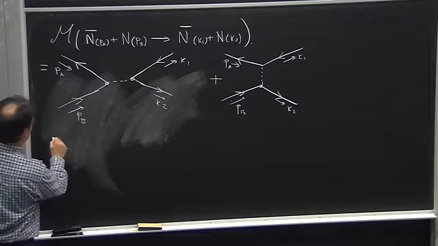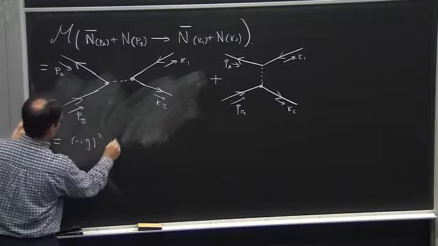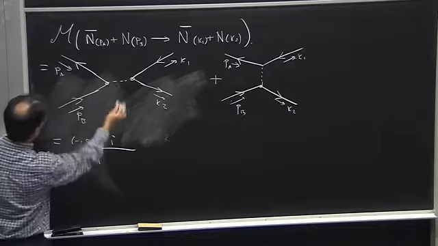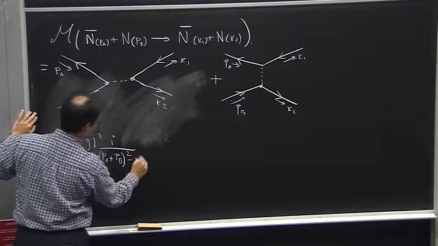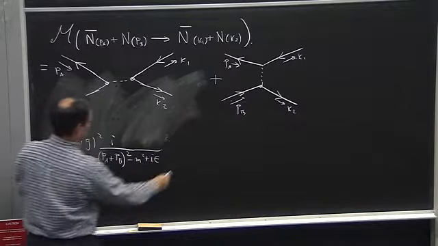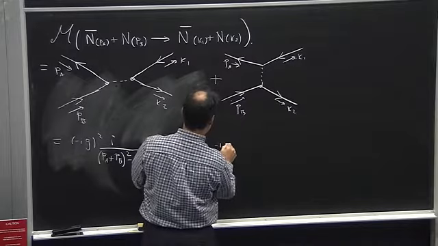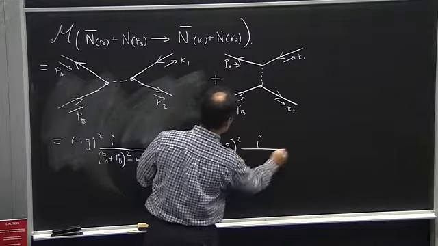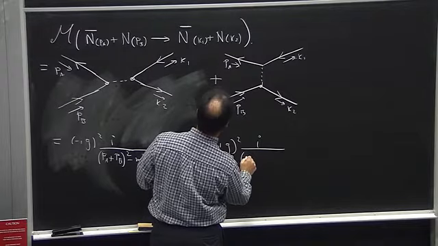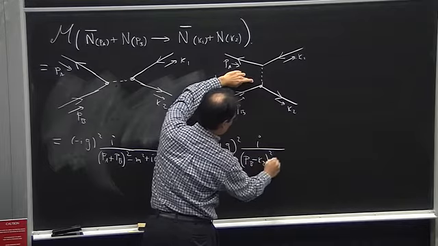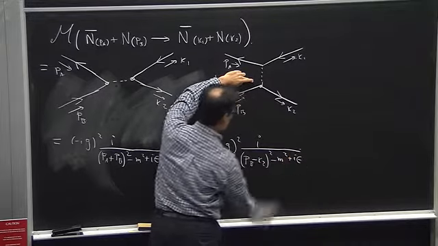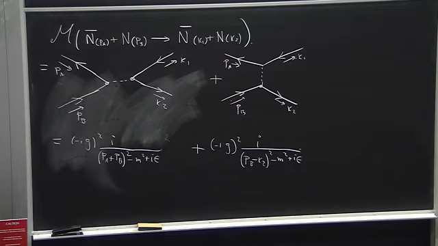And now we compute. We compute minus iG squared i over this momentum. So we get (pA plus pB) squared minus M squared plus i epsilon. Okay? Plus minus iG squared i over the momentum flowing here, which would be (pB minus k2) squared minus M squared plus i epsilon. Okay? Very good. So we have these two objects.